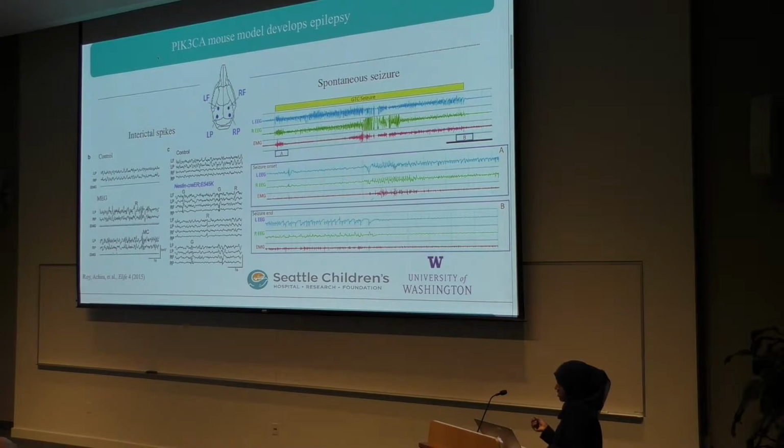So the PIK3CA mouse model develops epilepsy, and on the left side of the panel, the mutant shows epileptic features. We can see regional spikes and myoclonic seizures. And on the right side, this is an example of a mouse model that was sleep deprived, and it shows generalized tonic-clonic seizures. On the top panel, there are left and right EEG and EMG recordings, and the bottom panel shows an enlarged view of seizure onset in panel A and seizure end in panel B.